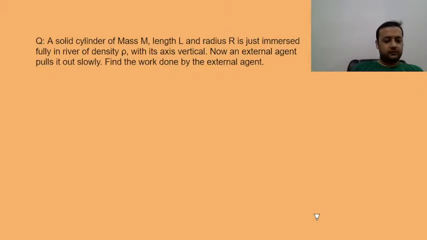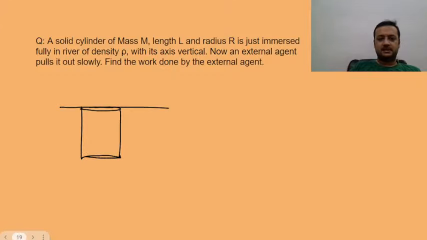But before that, if you see this question, what is happening over here? A solid cylinder of mass m, length L, and radius r is just immersed fully in a river of density rho with its axis vertical. If you draw the situation, suppose this is the river surface, and this is the cylinder, which is like this. The length of the cylinder is L, and the radius of the cylinder is r.